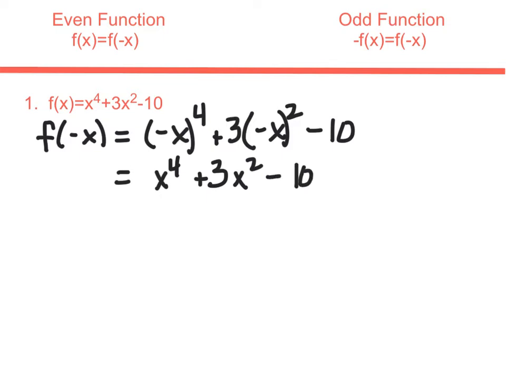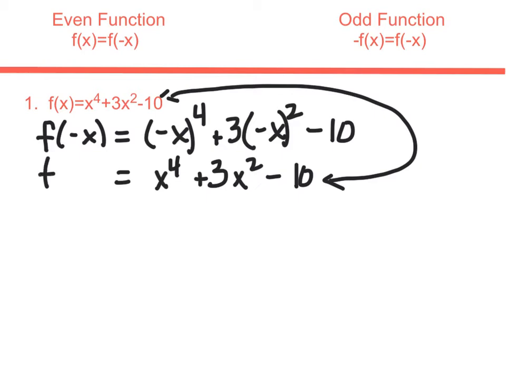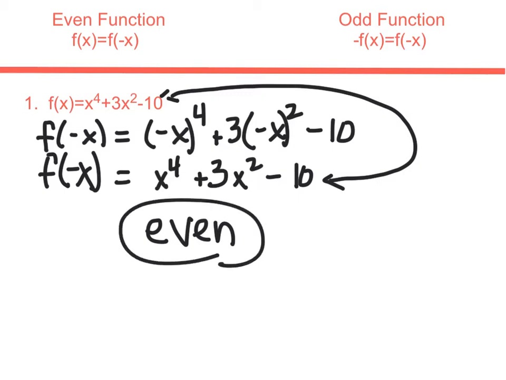Then you look at what we had originally with what I just got by doing f of negative x, and do you see that they're the same exact thing? Since they match one another, they're equal to one another, this is what we call an even function. Okay? All right. Let's look at the next one.